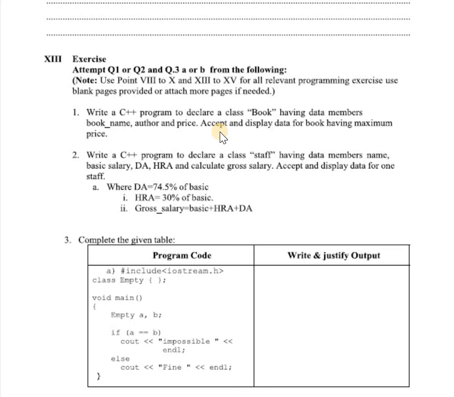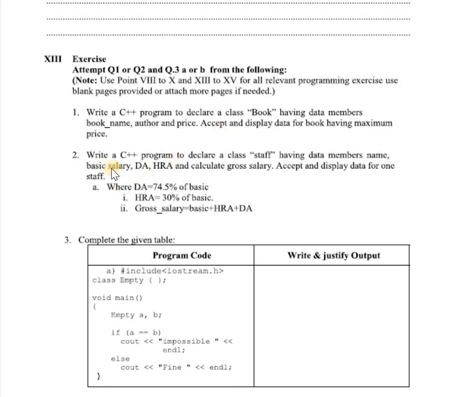Then write the main function. In the main function, you want to create two objects of the book class, book B1 and book B2. Then the getData and display functions will be called by using the objects. While executing this program, you enter the details of two books, and the book having the greater price, that book's details will be displayed. Okay, this is one program.